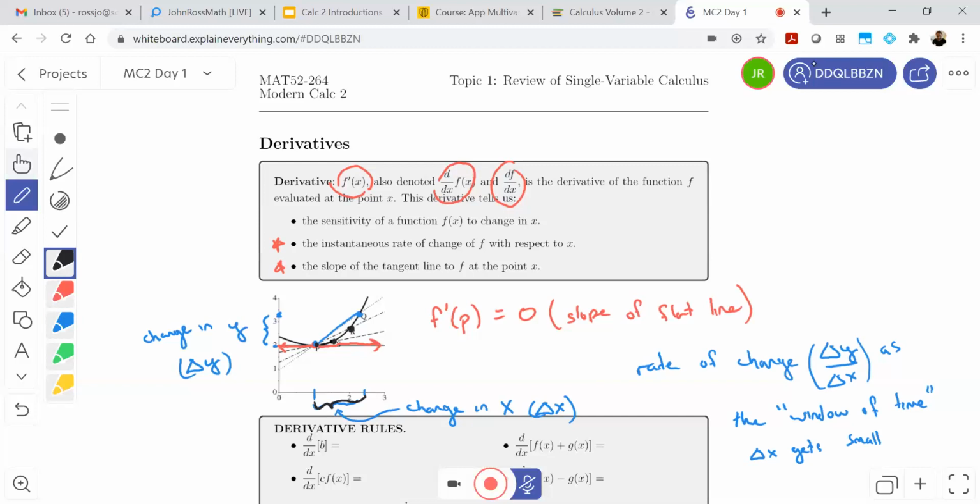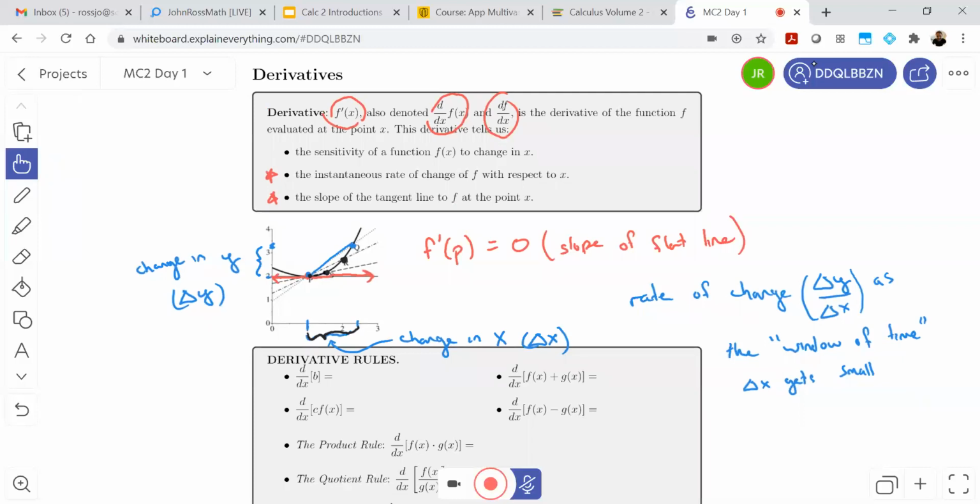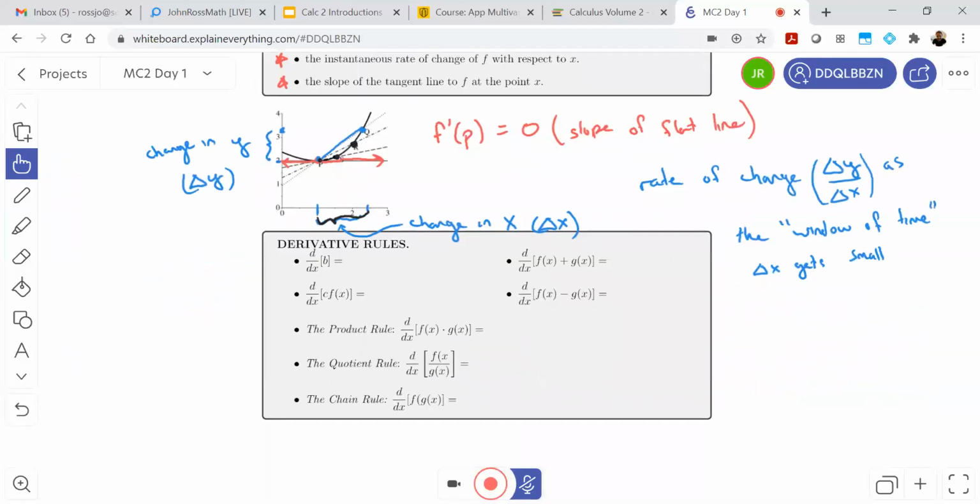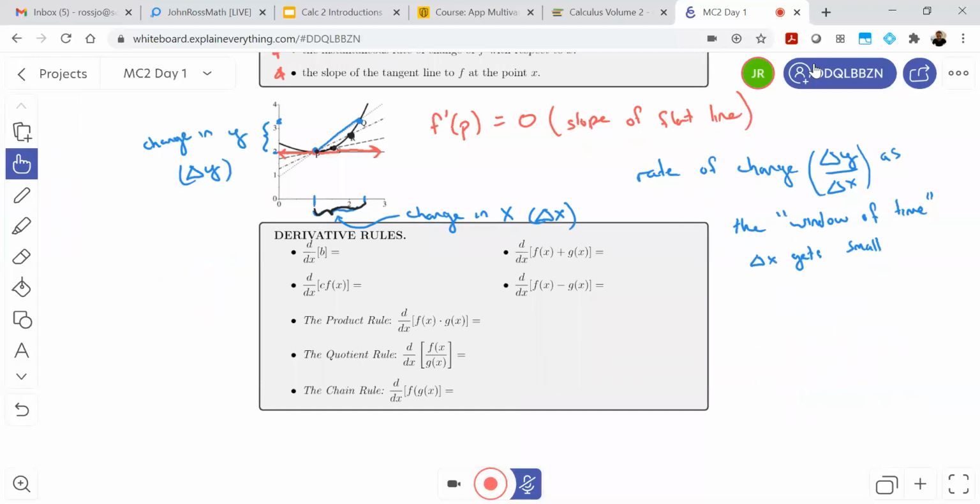So this was a conceptual understanding of the derivative. But of course, there are some hard and fast rules that are associated with the derivative as well, these computational rules that you're asked to understand. And we have a bunch of those rules that I want to talk about. And I want to remind you what those are.